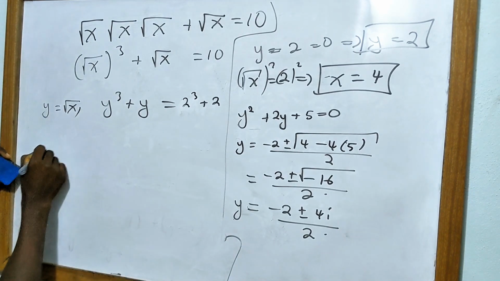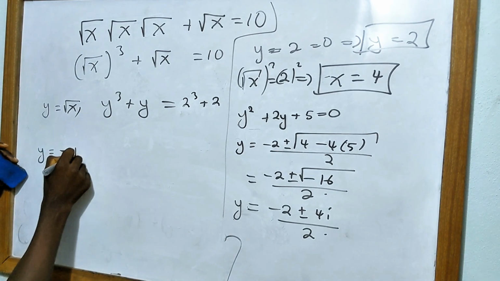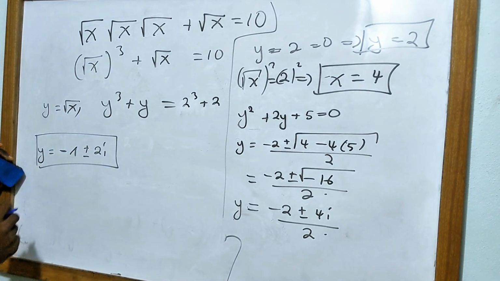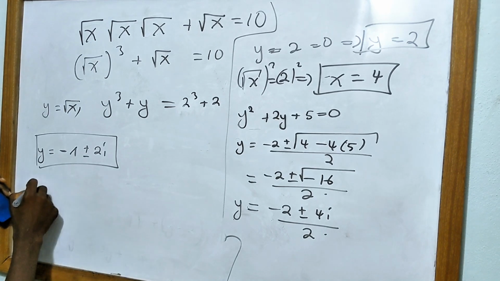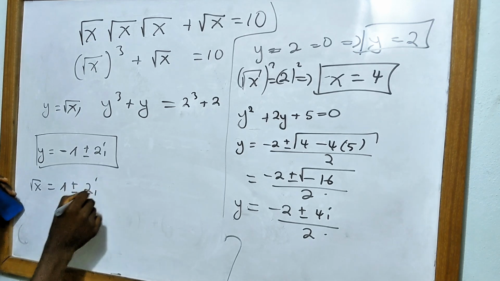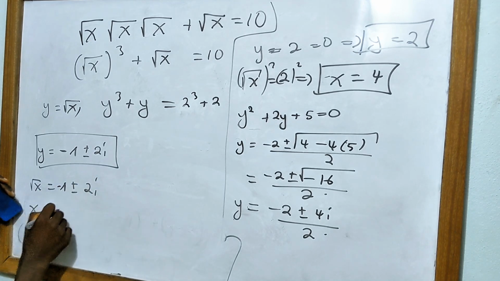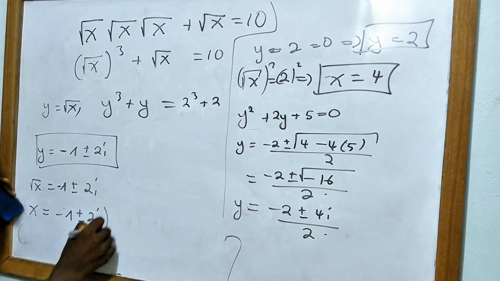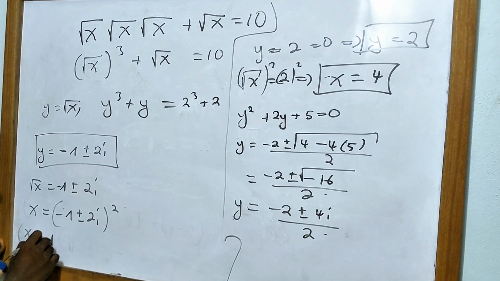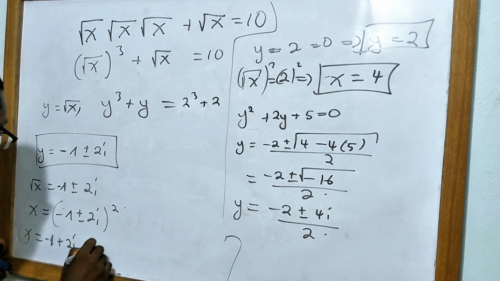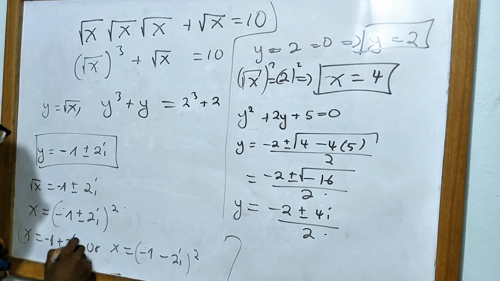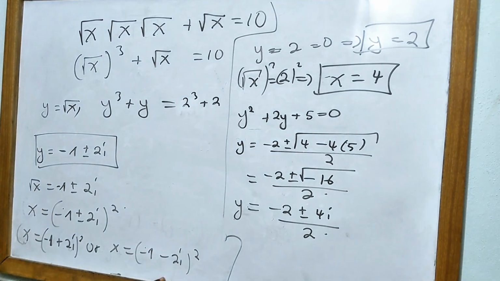Okay, hence our y, from here, our y is equals to negative 1 plus or minus 2i. That is it actually. Hence, our x is equals to what? Root x is equals to negative 1 plus or minus 2i. Therefore, x is equals to what? Negative 1 plus or minus 2i, all squared. I'm going to do it for x is equals to negative 1 plus 2i all squared, or x is equals to negative 1 minus 2i all squared. You're going to factorize it by yourself and drop the answer in the comment.